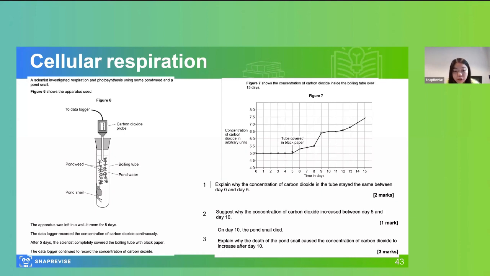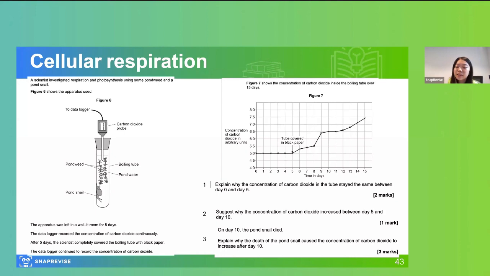It tells you after 5 days, the scientists completely covered the boiling tube with black paper. When you completely cover the boiling tube with black paper, no light's going in. That's the first thing I can think of. Absolutely no light, because it's black paper. If there's no light, what process doesn't happen? Photosynthesis. So my thought is, if there's no photosynthesis, no carbon dioxide is being taken in, and therefore it's only carbon dioxide being released through respiration. Therefore, there's an increase. That is the second question.